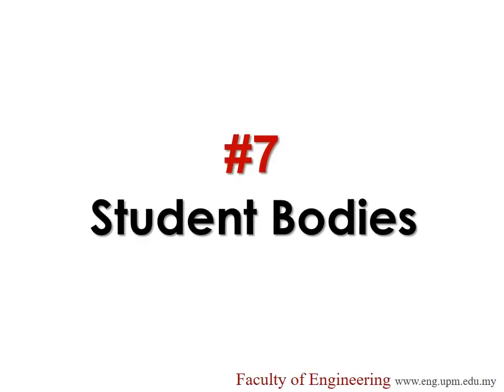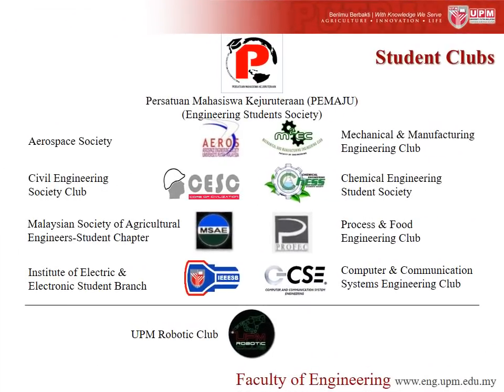So, number 7, pretty important: student bodies. Students are encouraged to participate in student clubs. This is Persatuan Mahasiswa Kejuruteraan, which means the Engineering Student Society, at the faculty level and recognized by the university. Under the Engineering Student Society, there are several other societies depending on the department as well as interests.